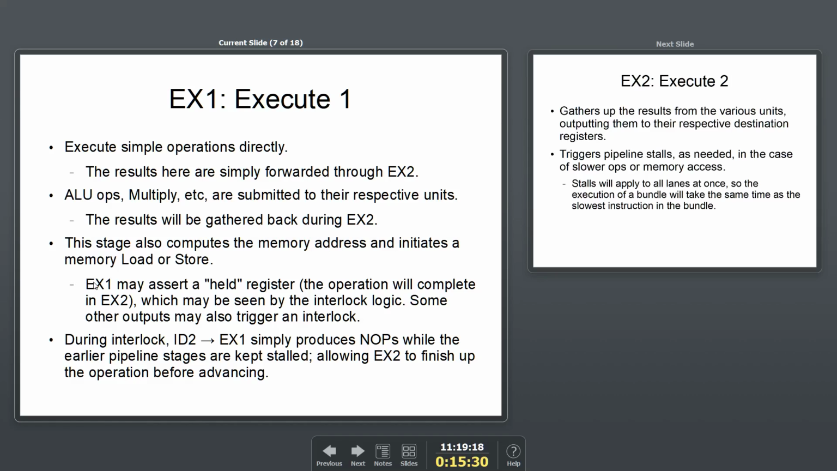The EX1 stage may assert a held register for operations it will complete in EX2, which may be seen by the interlock logic, as noted. If it sees a register is held and it needs the value from that register, it will trigger an interlock. Some other outputs may trigger an interlock. This would include writes to control registers and some other things like that.